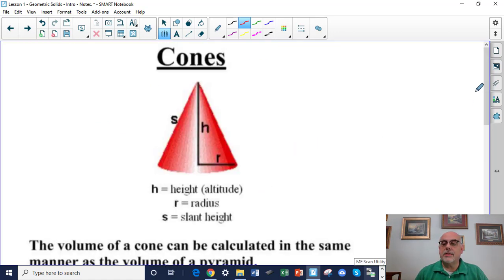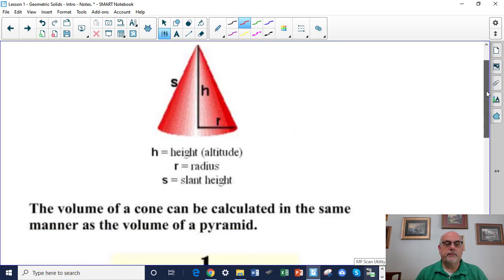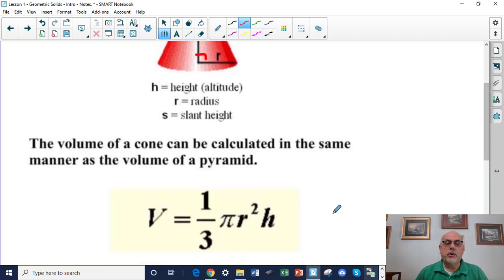A cone has a circular bottom. Okay. You have the slant height of the cone, you have the circular bottom, you have the radius, and you have the height or the altitude of the cone. So the volume of a cone is the same as it would be for a pyramid. It's 1/3 the area of the bottom. In this case, it's a circle, not a square, right? So 1/3 pi r squared times the height. That's the volume of a cone.